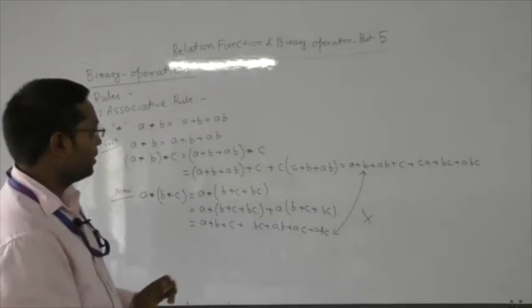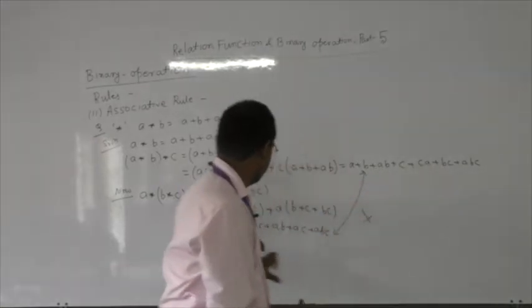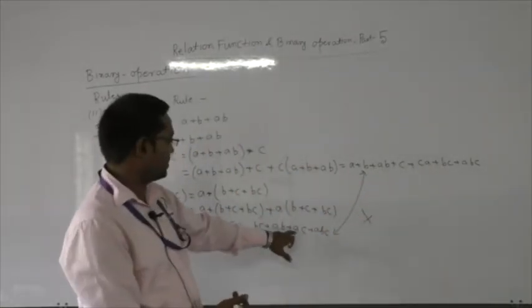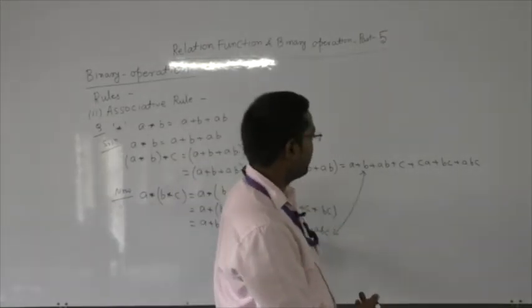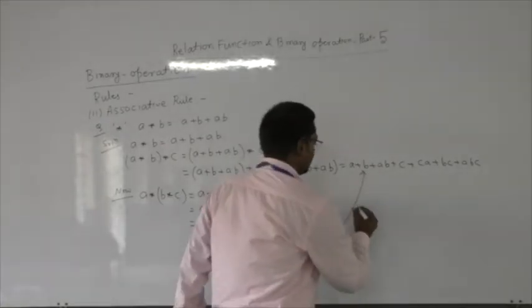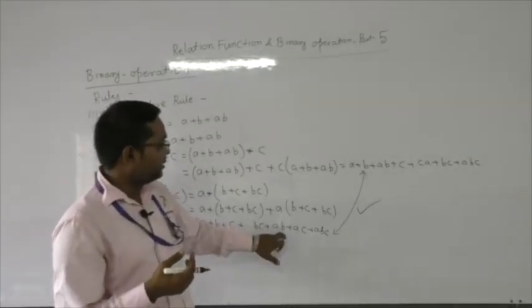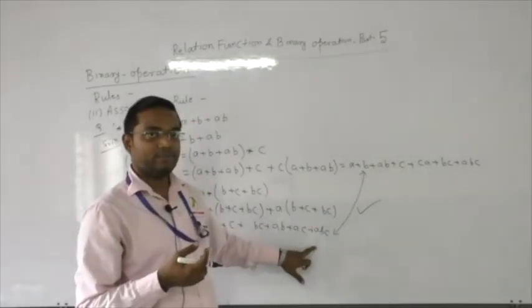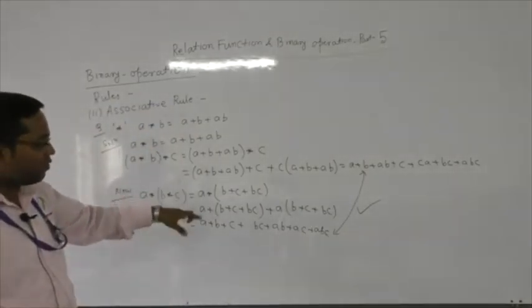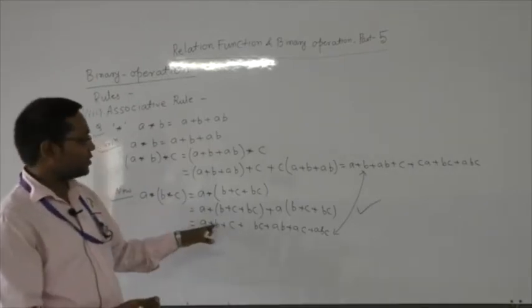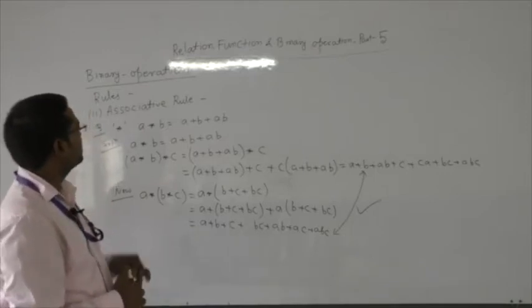Let's see, a plus b plus c, we have here a plus b plus c, ab plus bc plus ca plus abc, right? If you rearrange it, this will become equal, right? Hence this follows the associative rule, right? Why is it following the associative rule? Because these two are coming equal, right? This we have shown in general. If it is true in general, it will be true for any particular values also, right? That is how we define this associative rule.